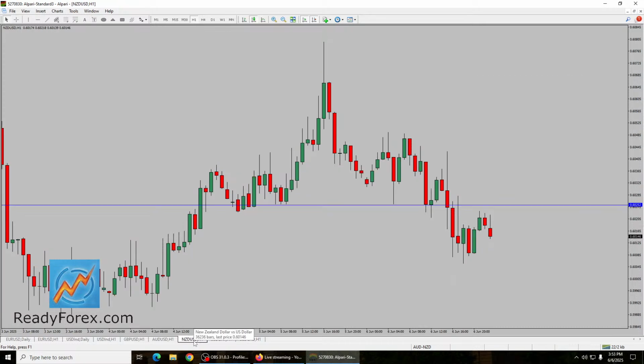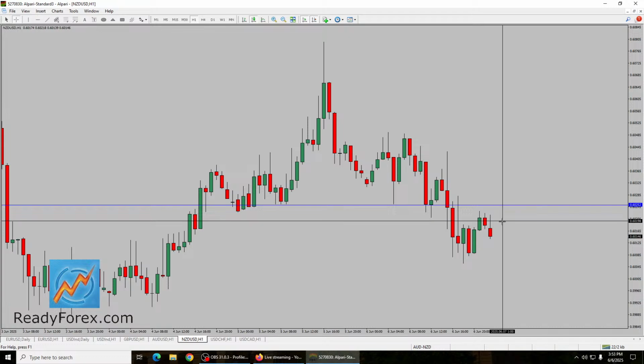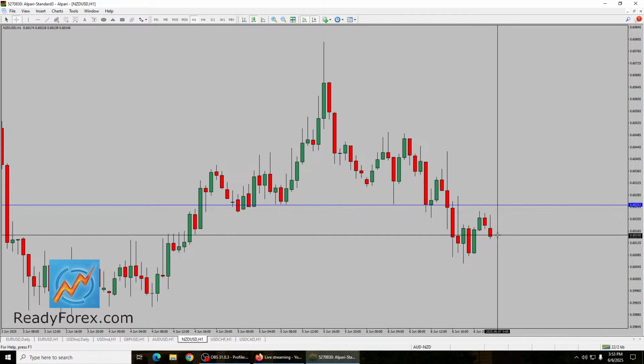Okay, go over to the NZDUSD. NZDUSD right over here, the New Zealand dollar versus United States dollar currency pair. We got multiple bearish candlestick closes below the support level. Okay, so we need to look for potential sell setups.